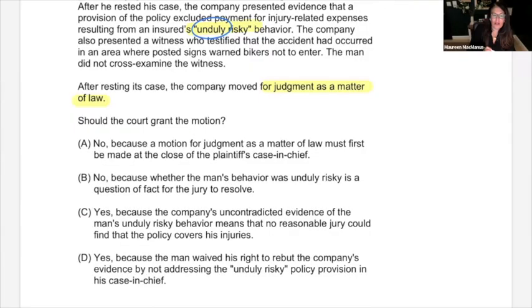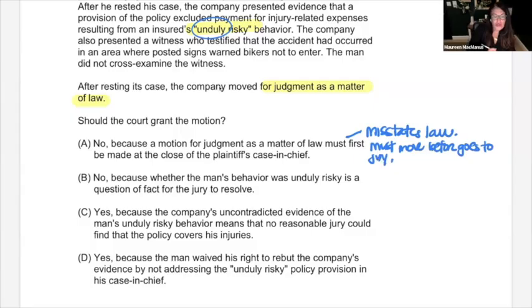A, no, because a motion for JMOL must first be made at the close of the plaintiff's case in chief. This misstates the law. So it gets the timing wrong. You can make it at the close of the plaintiff's case in chief. There are different points because the company is moving after the other side has presented their evidence. You can move for a JMOL. You just have to do it before it goes to the jury. So it misstates the law. The correct rule: must move before it goes to the jury.